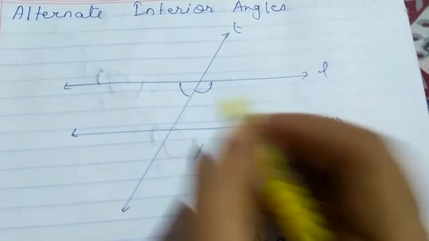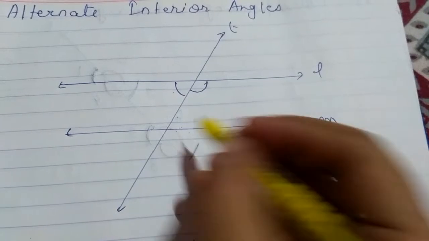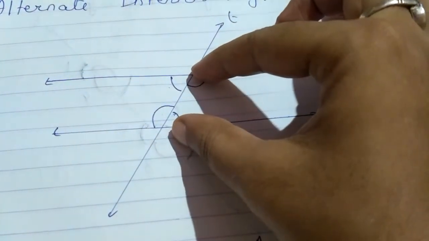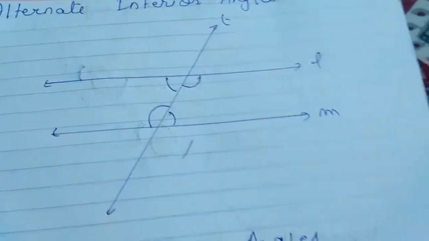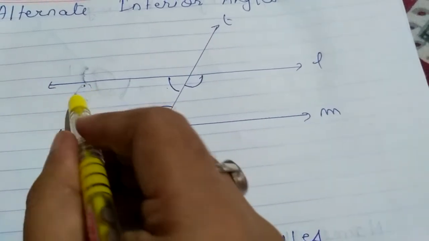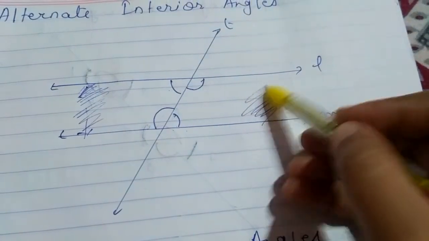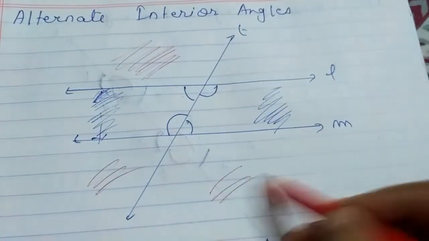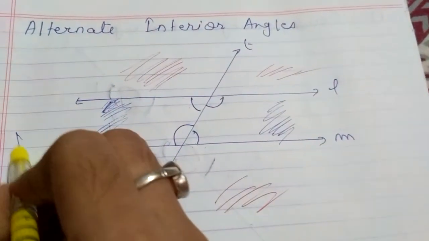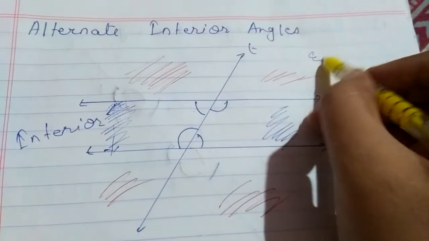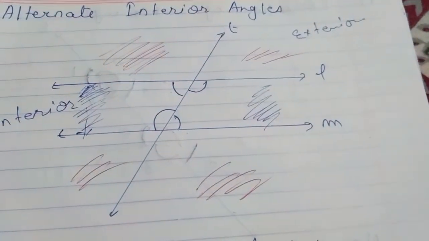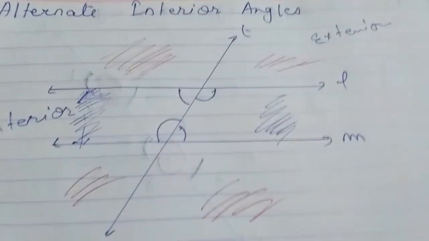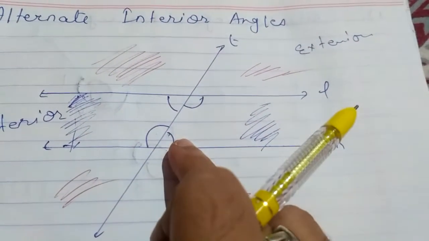This one and this one. Also here this one and this one. So in this area where angles are formed, this is the interior area, this is the interior area, and here the exterior area, here the exterior area. You can write interior and exterior. So these both sides are the exterior area, and this region is called the interior area. So when angles are formed here, they are called interior angles.